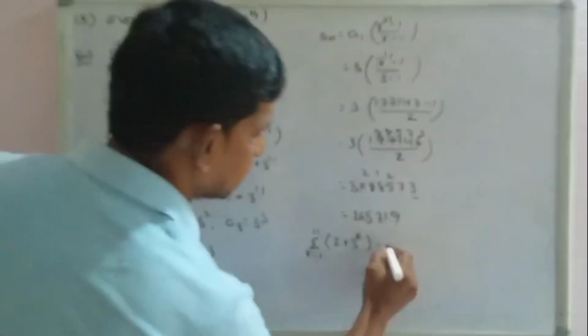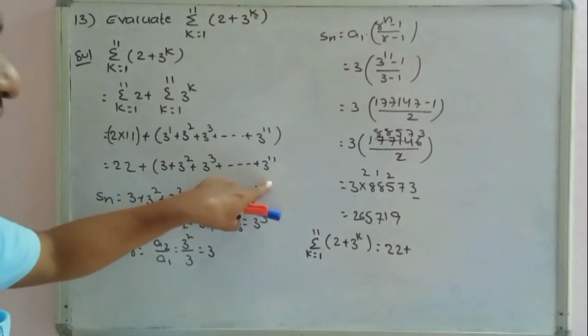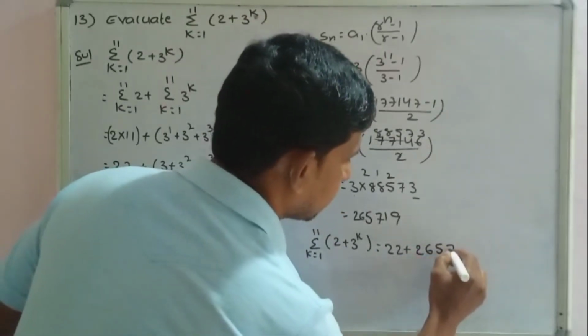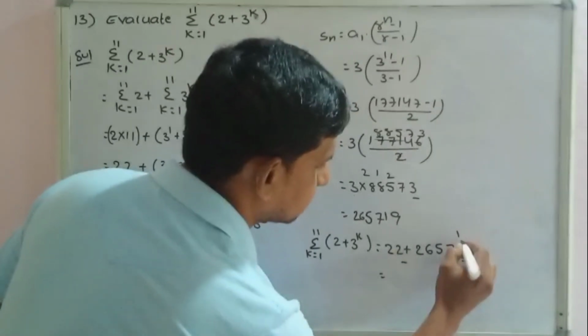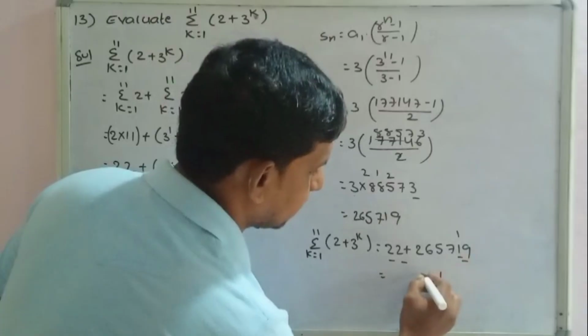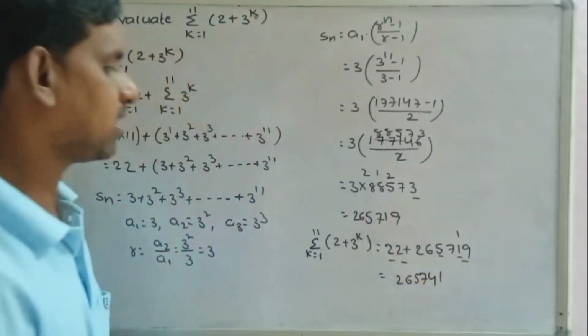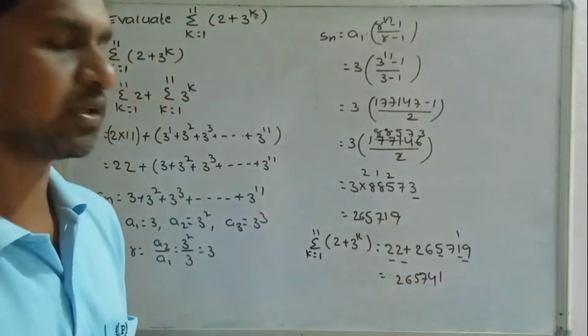2 into 2 plus 3 plus 3 square plus 3 cube plus up to 3 power 11. That value is 2,65,790. So 9 plus 2 is 11, 1 balance, 1 plus 1 is 2, 2 plus 2 is 4. Okay, next 7, 5, 6, 2. So final answer is 2,65,741.